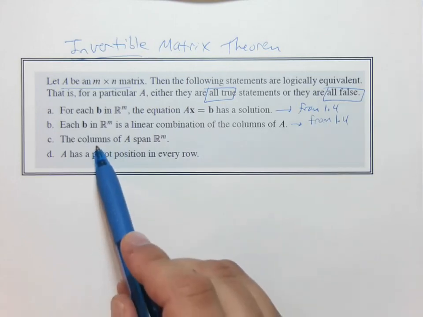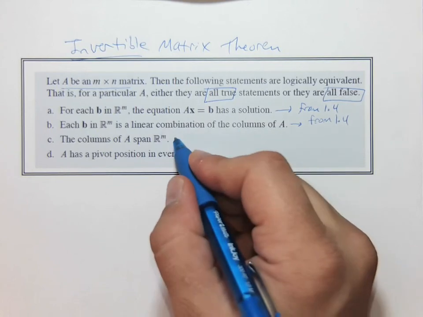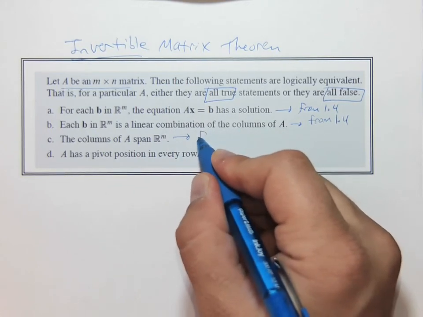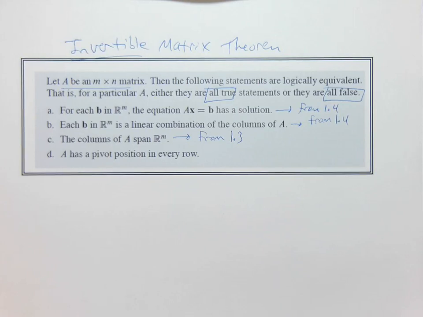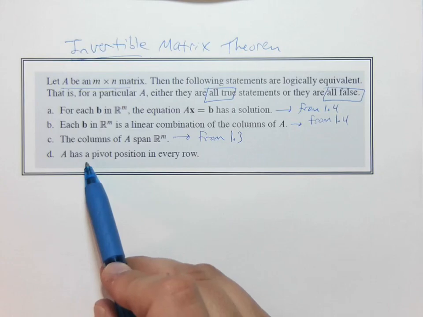Well, that means that the columns of A might span Rm. We learned about what span means in section 1.3. And then what that means in terms of section 1.2, it means that the matrix A would have a pivot in every row.